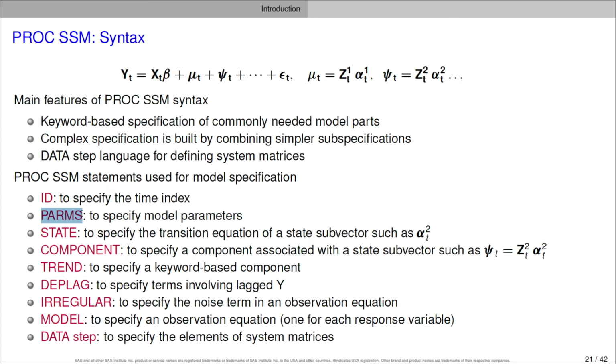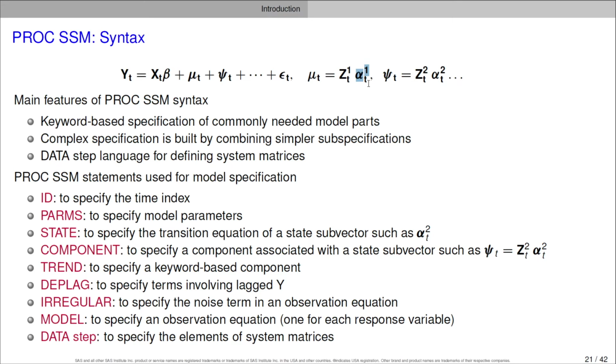The PALM statement is used to specify parameters needed for the user-defined components. So we'll see several examples of that. I will explain it more later. The next statement, the state statement, is used to specify the transition equation of a state subvector such as alpha 2, or alpha 1. Using the options in the state statement, you can specify highly complex state transition equations. We'll see examples of these also later.